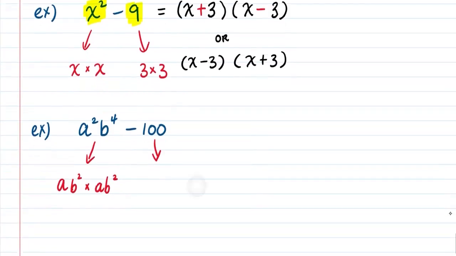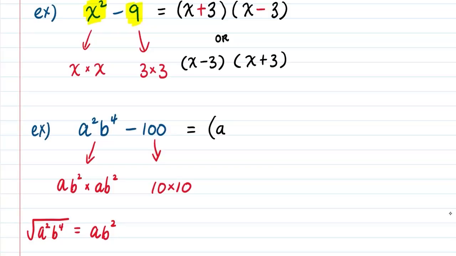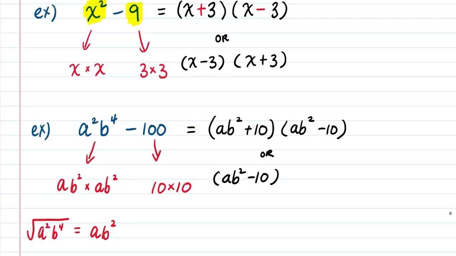How do we get this quickly? You can just try taking the square root of the term, which is ab squared. And 100 is obviously a square number, perfect square, so that would be 10 times 10. So the answer is ab squared plus 10, ab squared minus 10. Or if you like, you can write ab squared minus 10, ab squared plus 10. Okay, let's try a few more examples.